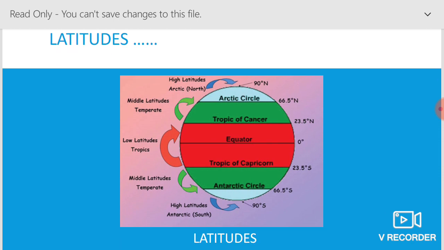Latitudes. What is latitudes? You can see some lines. These lines are known as latitudes.